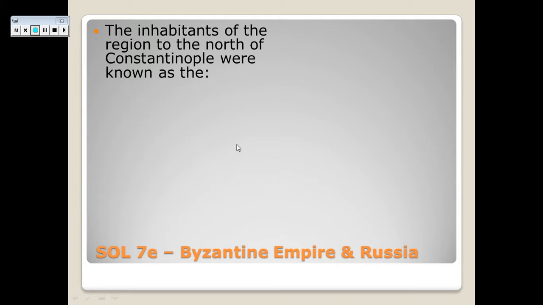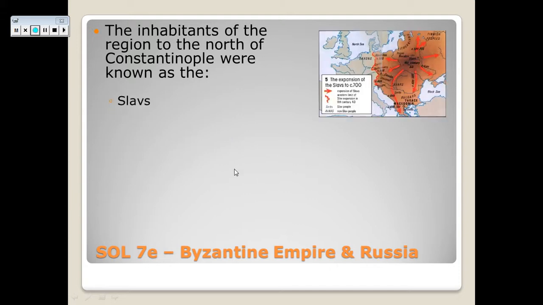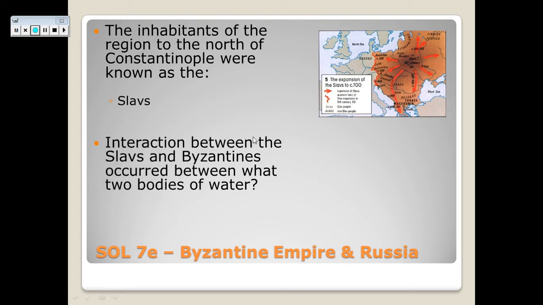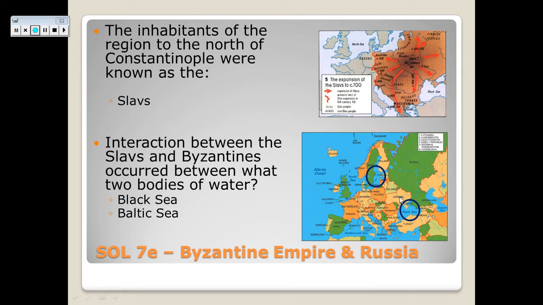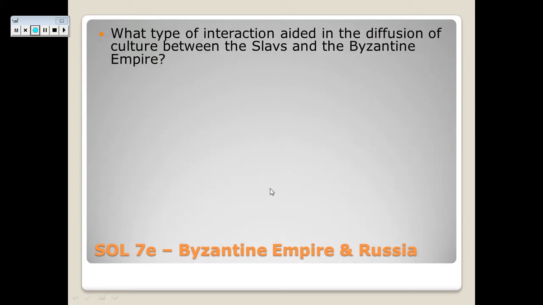The inhabitants of the region to the north of Constantinople were known as Slavs, not slaves, Slavs, like the Slavic peoples. Interaction between the Slavs and the Byzantines is going to occur between what two bodies of water? That is between the Black Sea, where Constantinople is located, and the Baltic Sea. Present-day Ukraine, Poland, Romania, Belarus, and what used to be Western Russia.